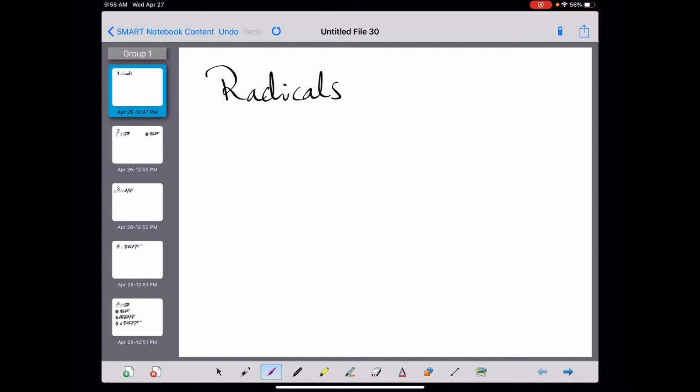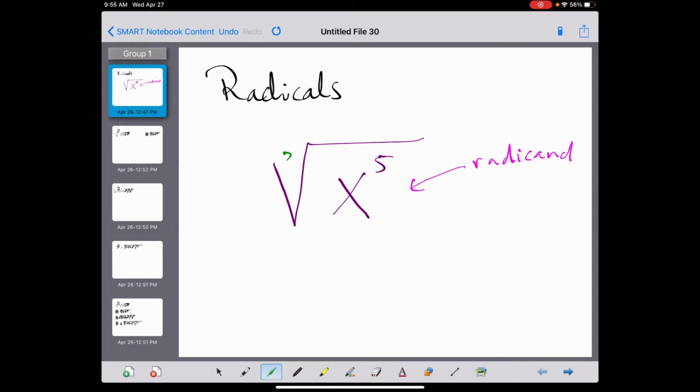Before I go over the lesson, let's go over some of the vocabulary terms that I will be using. This symbol right here, we call that radical. Let's just say x to the fifth here, we call that the radicand. And let's just say you have a root right here. That number right there we call the root or index. If you don't see a root right here, we always assume it's an invisible 2. Keep that in mind. So let's look at these problems right here.